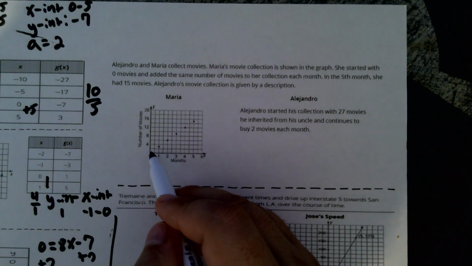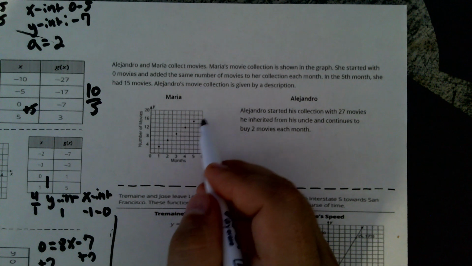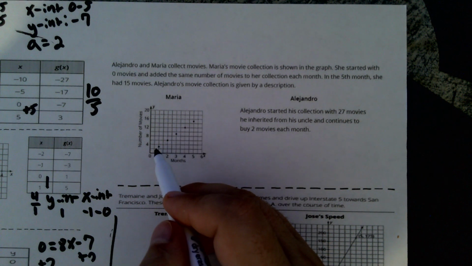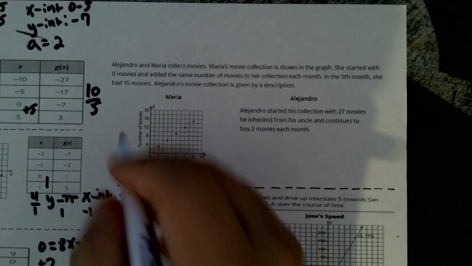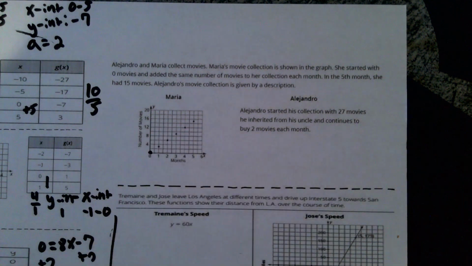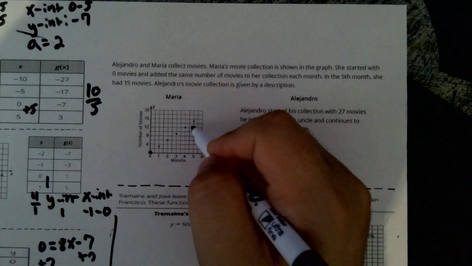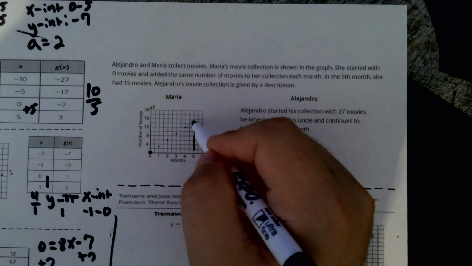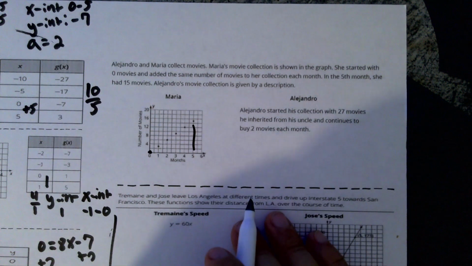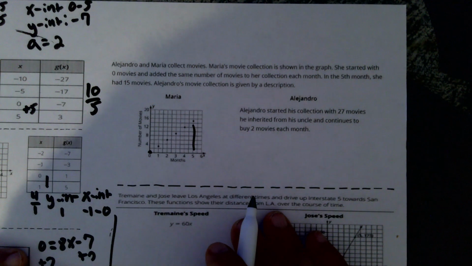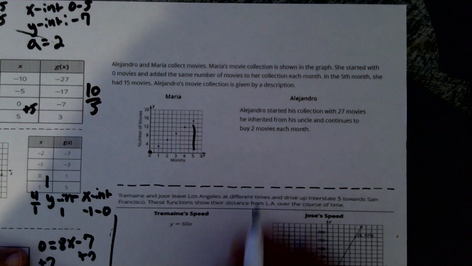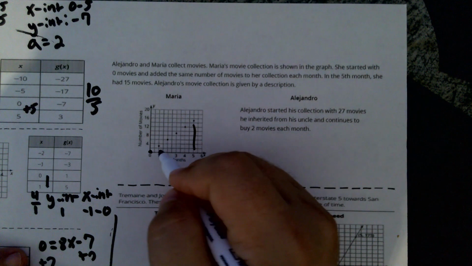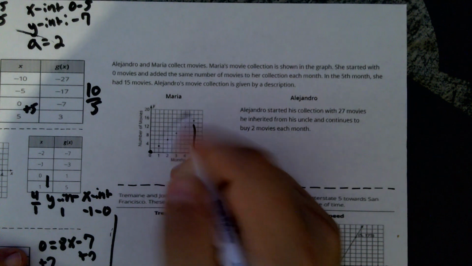All right, so we can see Maria's line, and it says she started with 0, so we can even put an extra point right here. And in the 5th month, she had 15 movies, so here's the 5th month right here, and the 15 movies is up here by 16. All right. So we can say her rate of change is 3. In 1 month, she added 3 movies. It's right underneath the 4.